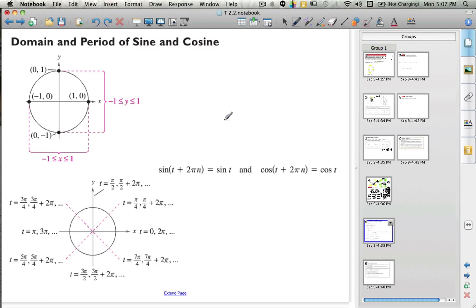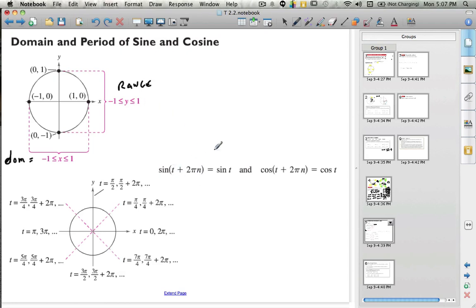And when we start talking about domain and period, right? So let's start talking about domain and range. So when you look at the domain of all the x values, you'll see that they go from -1 to 1. So this would be our domain. And our range are the limits of our y values, and you see that they also go between -1 and 1.